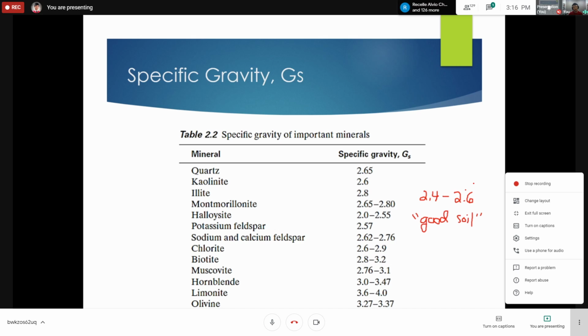So the range of that particular value of specific gravity is termed as good soil.